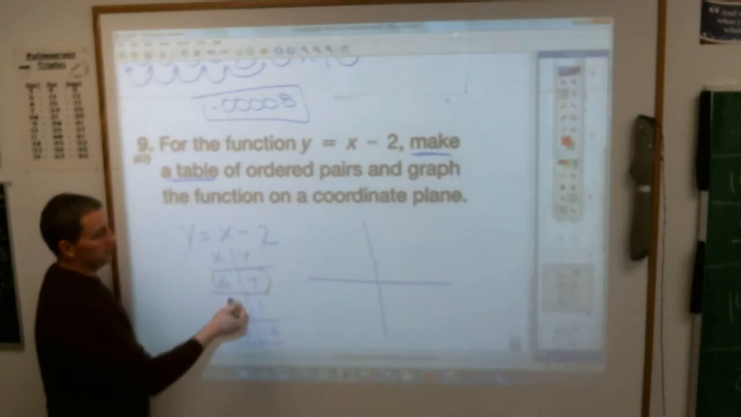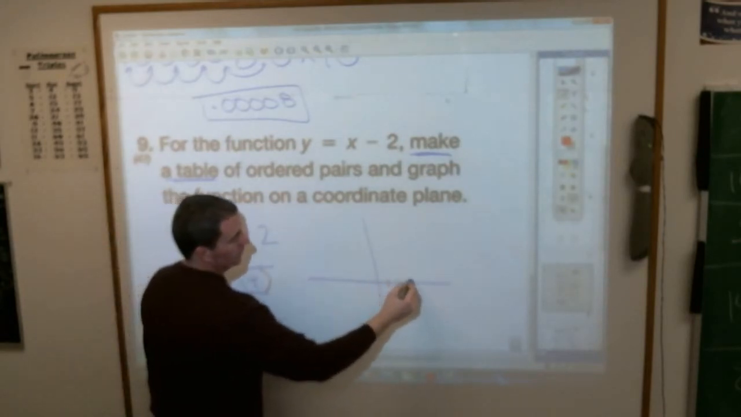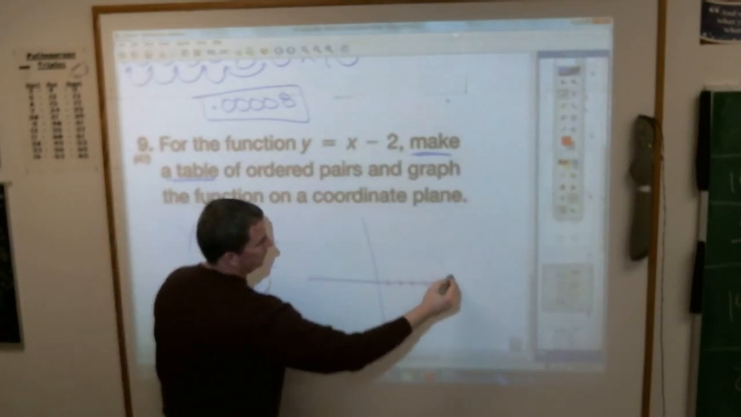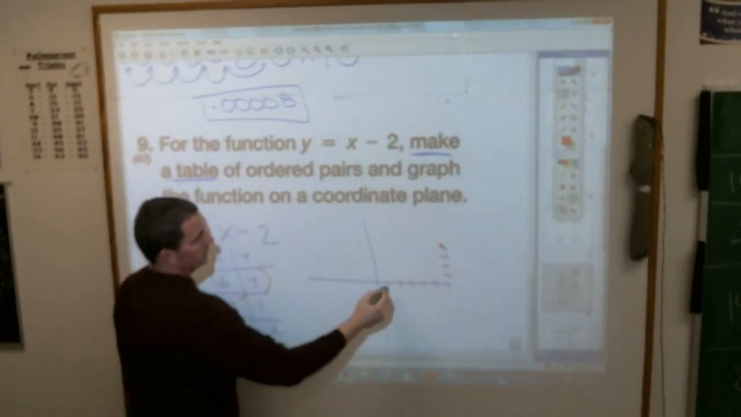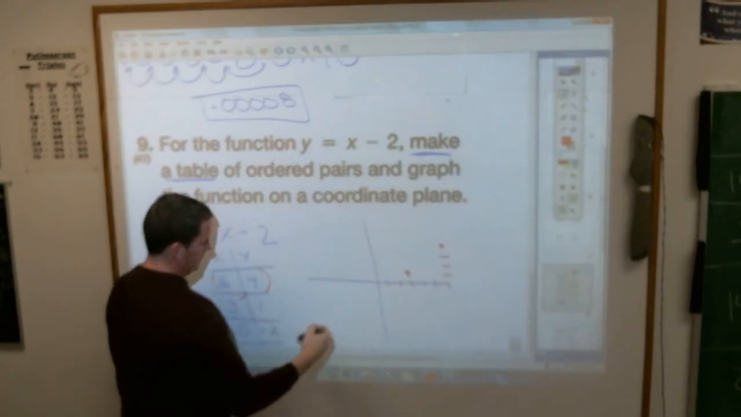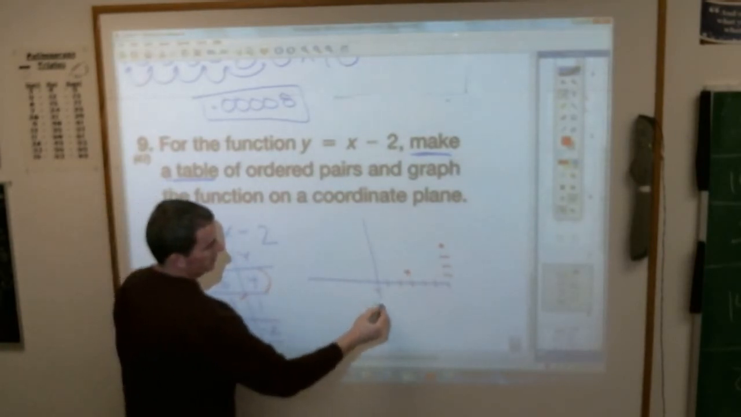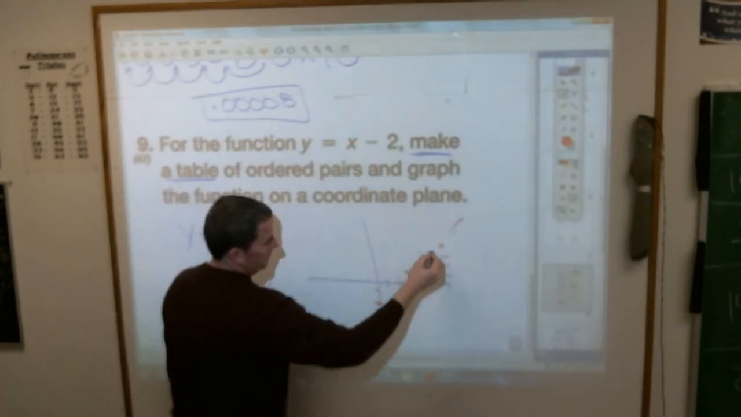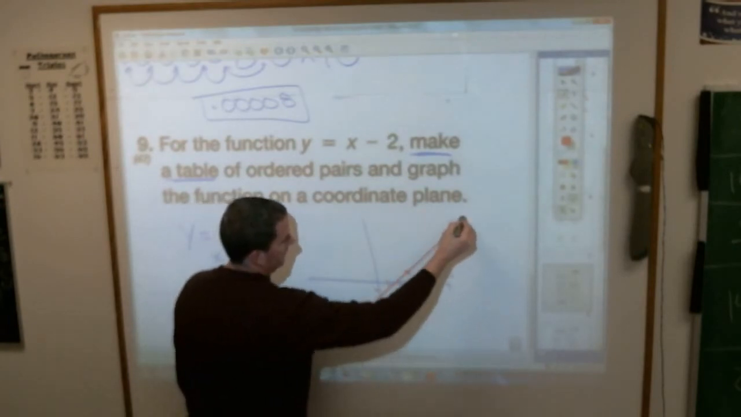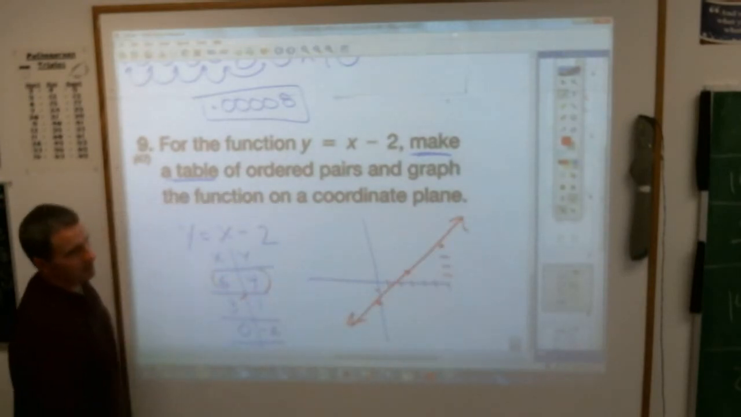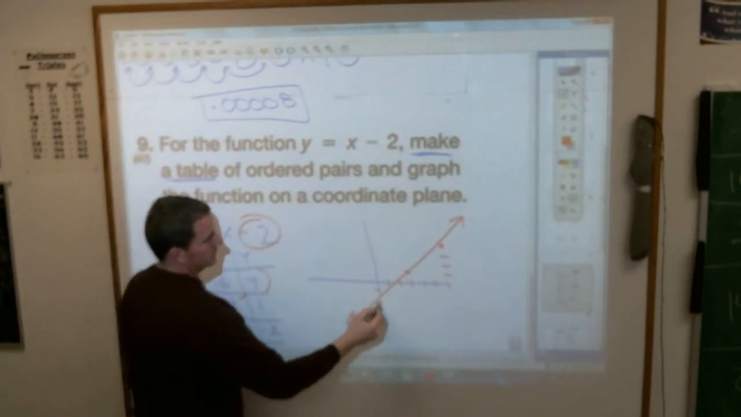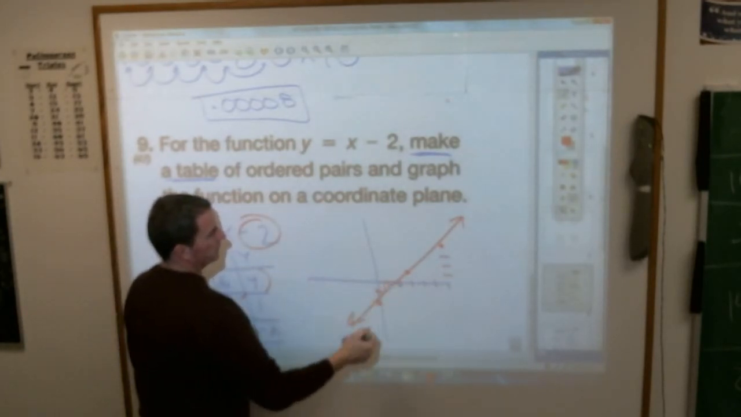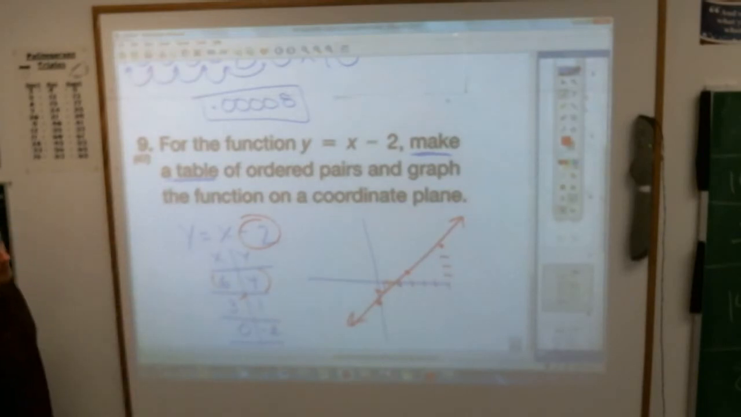These are your ordered pairs: 6, 4; 3, 1; and 0, -2. Your line should look like that. If you graphed it in slope-intercept form, yes, it crosses the y-axis at -2, and its slope goes up 1 over 1, up 1 over 1. That's the gist of the line that I drew over there.